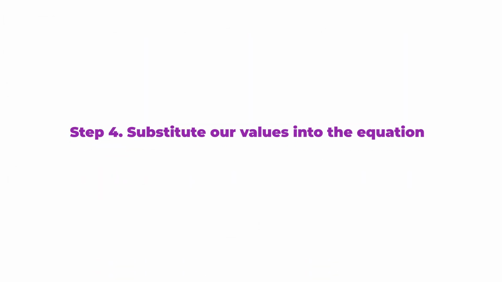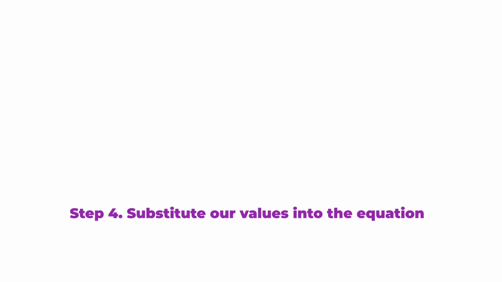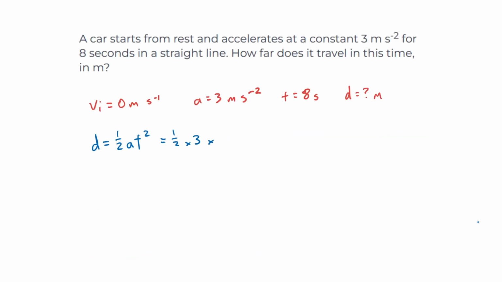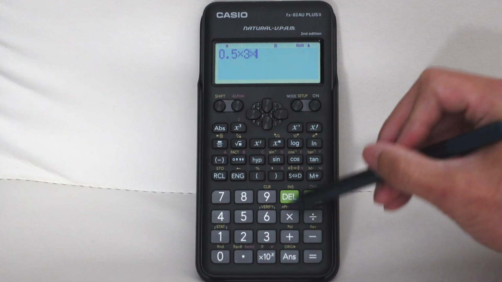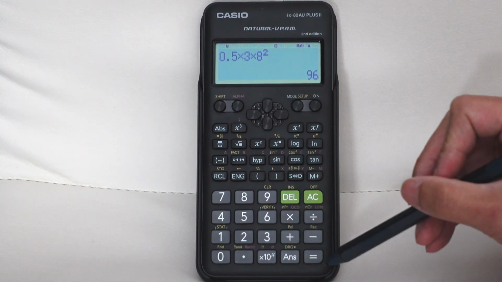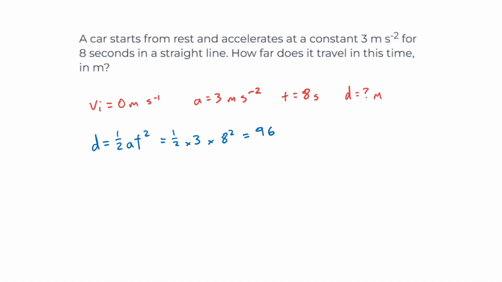Step 4. Substitute our values into the equation. Let's put in our values. d equals half times 3 times 8 squared. If we put that into our calculator, 0.5 times 3 times 8 squared, that gives us an answer of 96 meters.